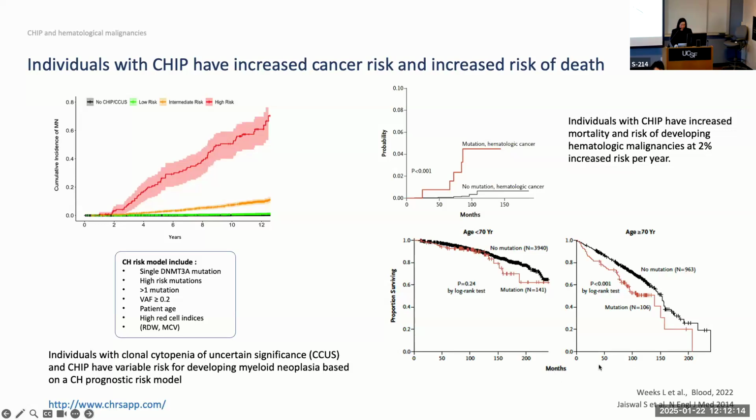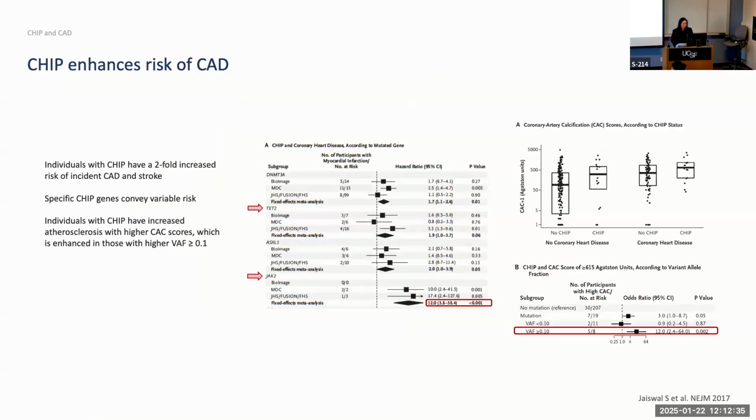And this is taken from a 2014 New England Journal paper from Sid Jaiswal, where he's able to show that individuals in 2 different groups, less than age 70 or greater than age 70, had a decreased survival compared to patients who did not have CHIP. So again, looking at large population studies, what is the risk of developing cardiovascular disease if you have CHIP? It's about a 2-fold increase of risk for incident coronary artery disease and stroke.